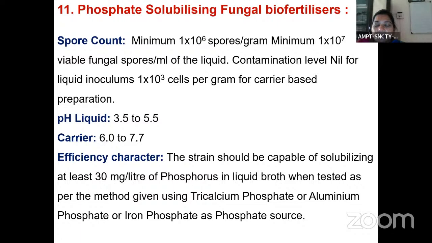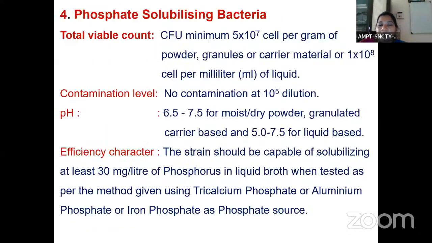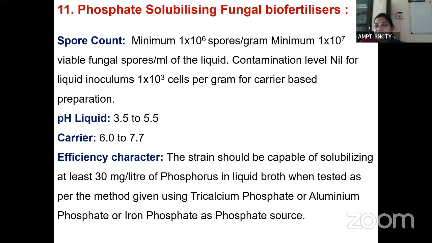Efficiency character: we have to study the solubilizing capacity of the particular strain, 30 milligrams per liter of phosphorus in liquid broth, when tested by the method given using tricalcium phosphate or aluminum phosphate or iron phosphate as insoluble sources. This is with regard to the phosphate solubilizing fungal biofertilizers. These are the different specifications we have to maintain. With this, I can conclude my talk. We discussed the procedures for carrier-based biofertilizers, mass multiplication, how we can multiply, and how we can screen for different efficiencies, efficient strains, and strain selection.